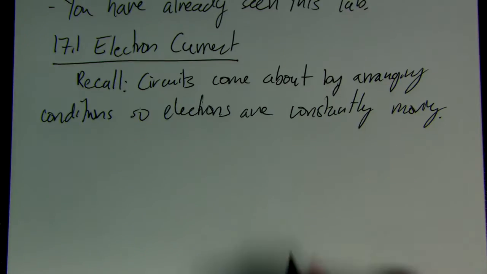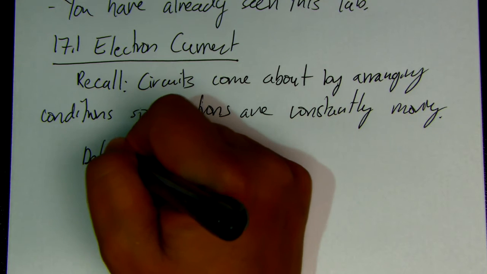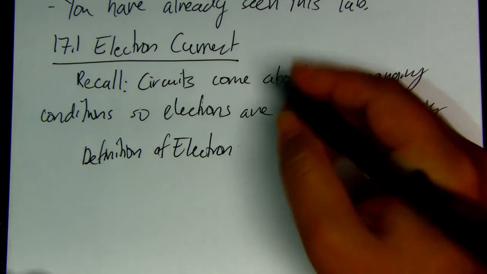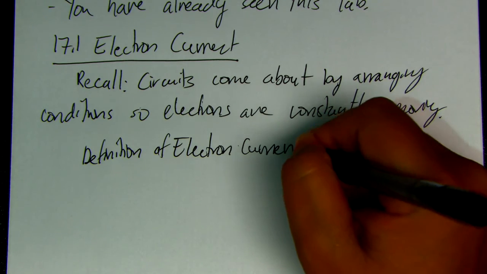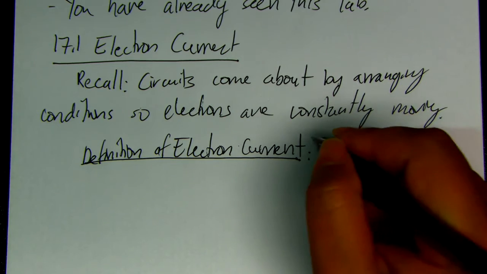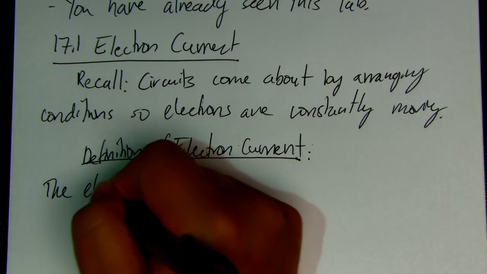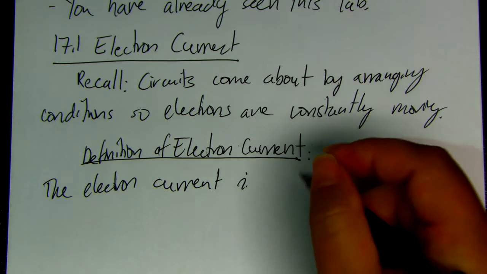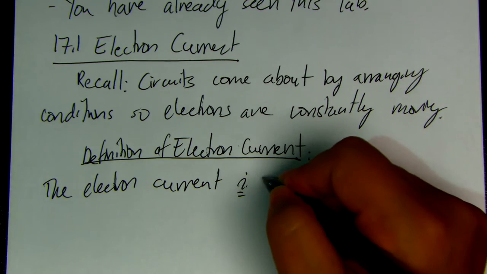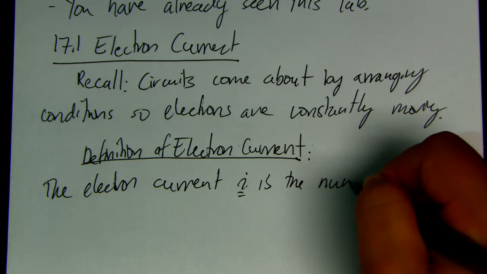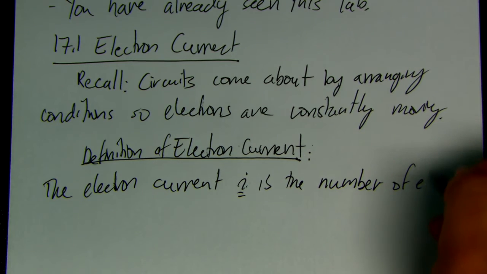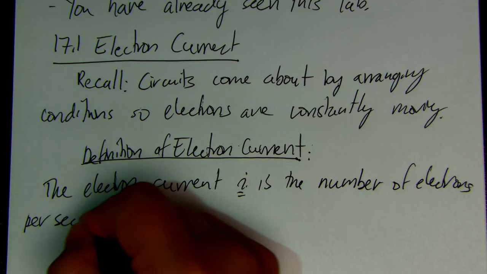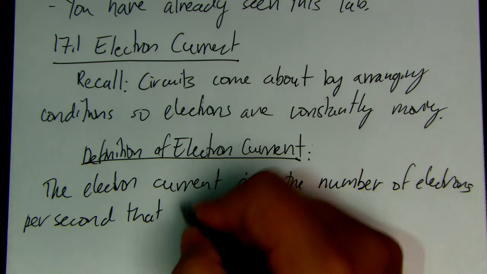All right, so the definition of an electron current, and please note that I am intentional in using the word electron in front of this because we're going to clarify two different types of currents. So the electron current, denoted by a little i, is the number of electrons per second that enter a section of conductor.